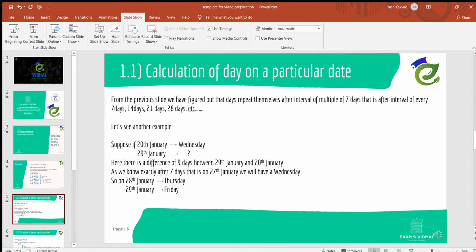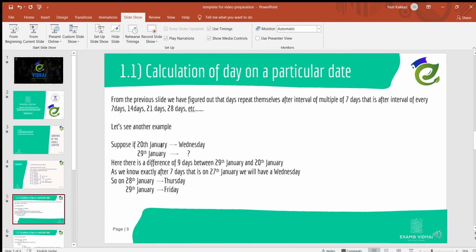So this is what we have referred from the previous slide, that days repeat themselves after an interval of multiple of 7 days. That is, after an interval of every 7, 14, 21, 28 days, we would get the same day. Now let's see another example.